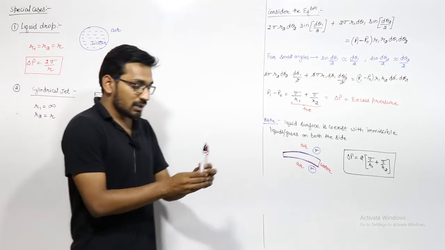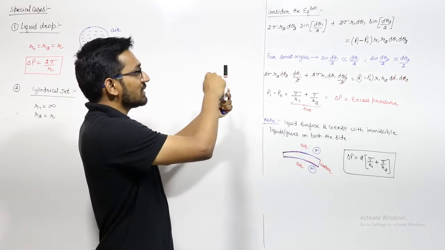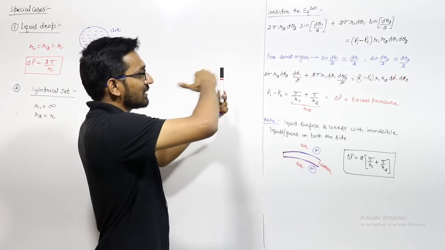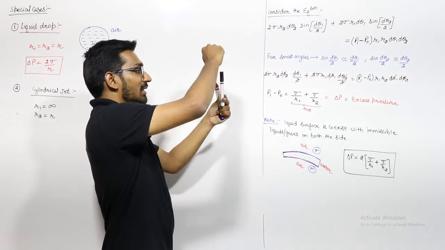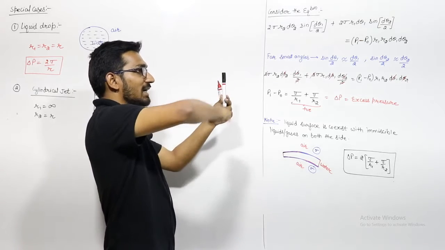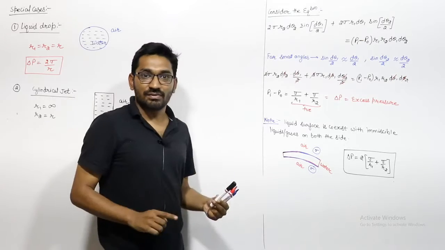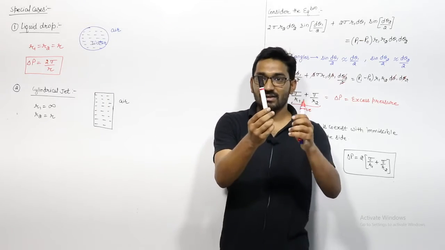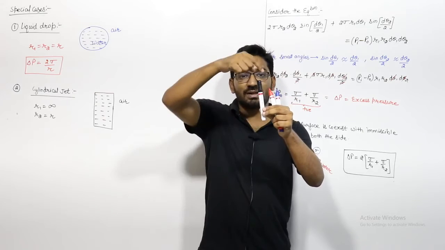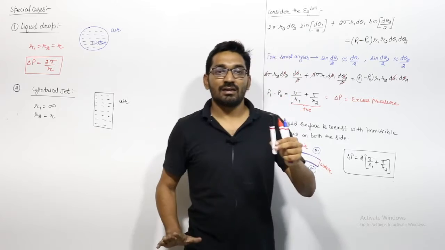Why so? If you can see from here, this is the cylindrical jet, so this radius is R. On this surface, this is radius R, and here we have the straight line. So the radius of the straight line is infinity, right? So don't confuse with it. It is a cylindrical jet like this. So one radius will be R and another surface radius will be infinity.